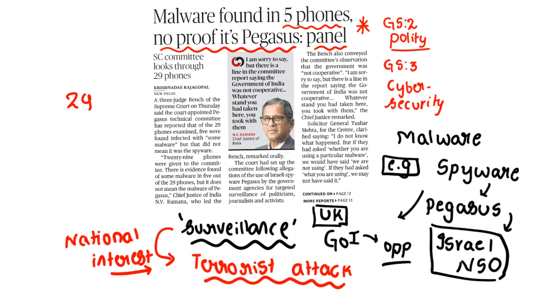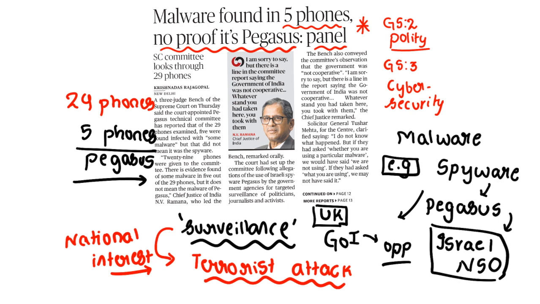So mobile phones are thoroughly scanned and checked for any chances or anything that might show the presence of malware or spyware. Clear? So it is saying we have gone through 29 phones, but only in 5 phones we have found a few malware, but those are not the Pegasus. Clear? Those are not the Pegasus.